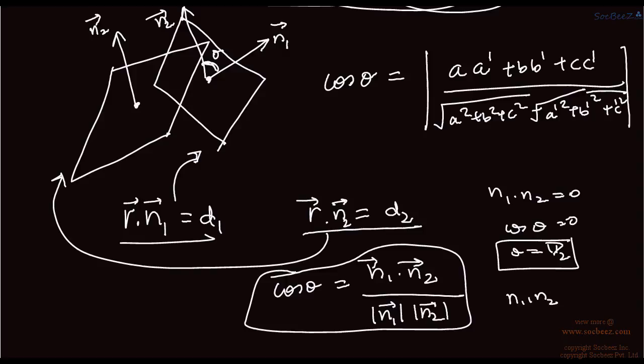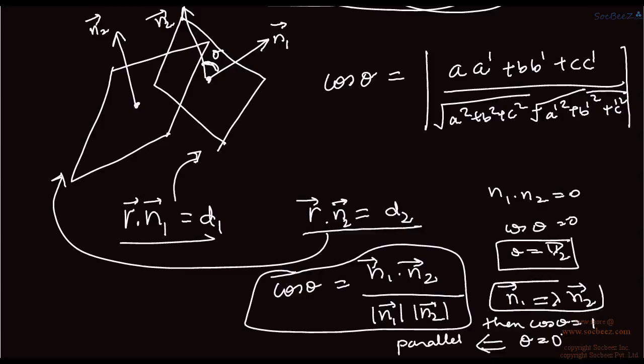If n1 is some lambda times n2 vector, that is, n1 is parallel to n2, then let me conclude it like this: n1 vector is lambda times n2 vector, then cos theta will be 1, so theta will be 0. That means they will be parallel.